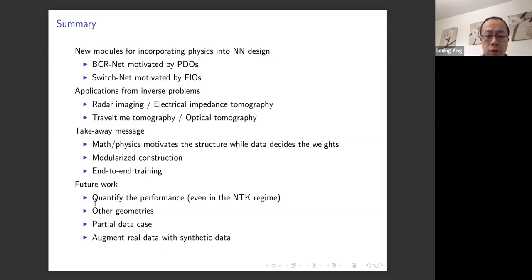Okay. For future work, we hope that we can quantify the performance of this method. So far, there's a little bit of mathematics at the beginning when we motivate the architectures, quite a bit of low rank compression schemes, but in terms of performance, there's not much mathematical theory or analysis we can provide at this point. It's also important to study different geometries in the inverse problems. Here we consider the full data setting, but what if we only have partial data?